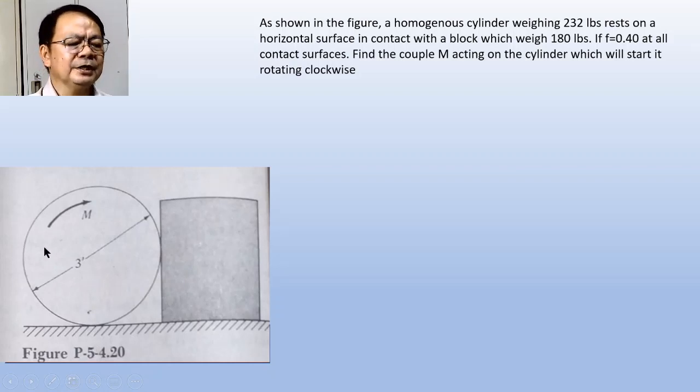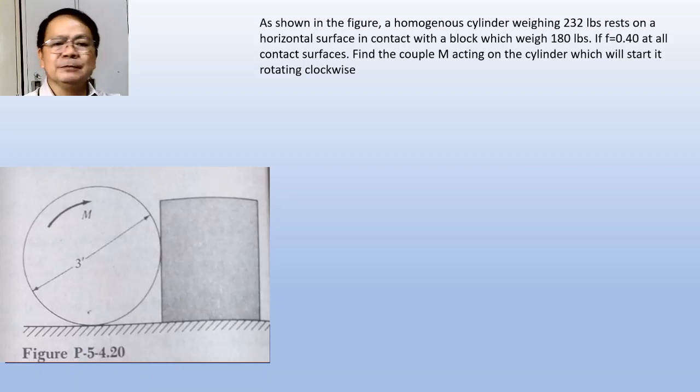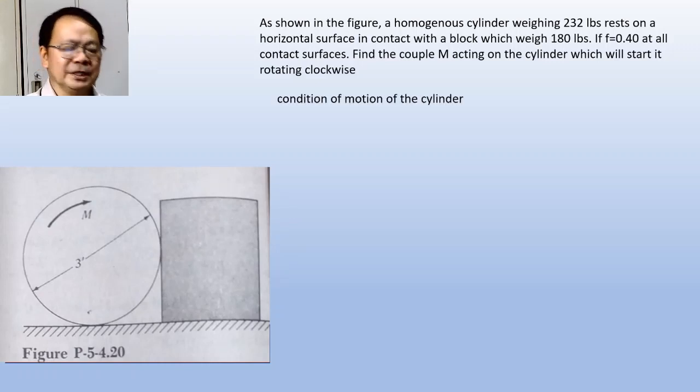Now, if the cylinder will be rotated by applying a moment or a torque, in this case, a clockwise moment, the question is how much is this M required to start rotating? So, kung mapapansin natin, there are two possible scenario kung paano gagalaw ang cylinder. At ipakita natin dito. So, here are the conditions of motions of the cylinder.